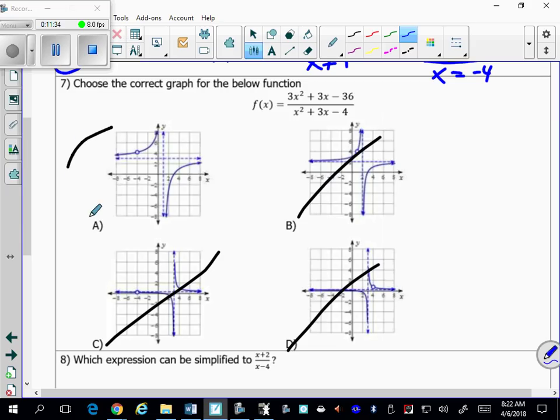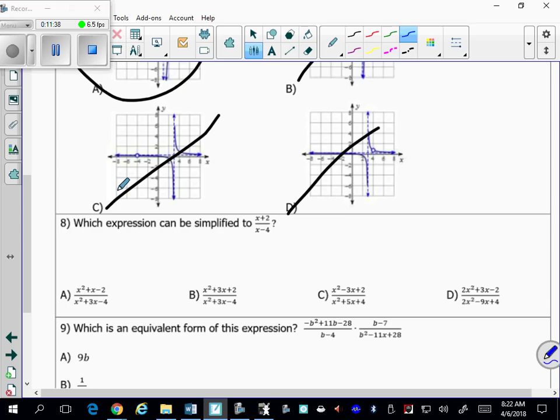Alright, moving on. Which expression can be simplified to x plus 2 over x minus 4? So we're going to look to factor each. The factors of A, B, and C all have A equal to 1, so we just ask what two numbers multiply to C that add up to B. I'll do that right now.